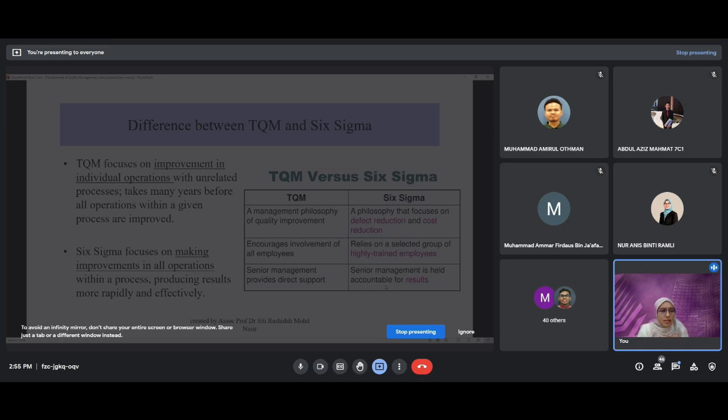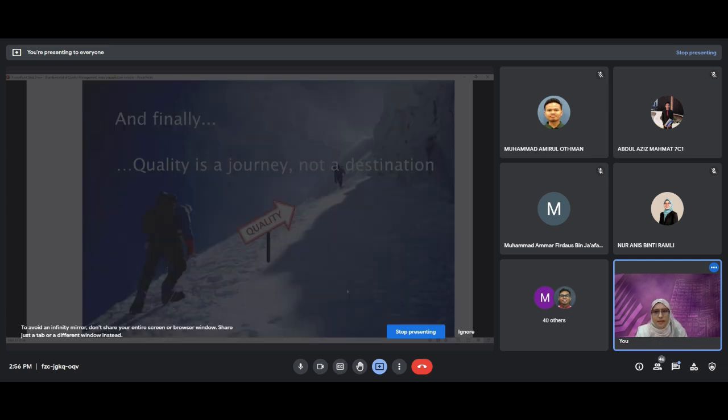You can see that nowadays most organizations implement either total quality management or Six Sigma. But nowadays there are many more processes or approaches, for example the hybrid of Six Sigma called Lean Six Sigma, and so on and so forth. It can be found in other books or articles.